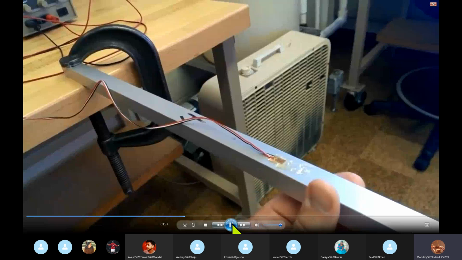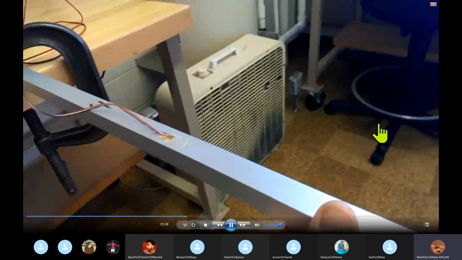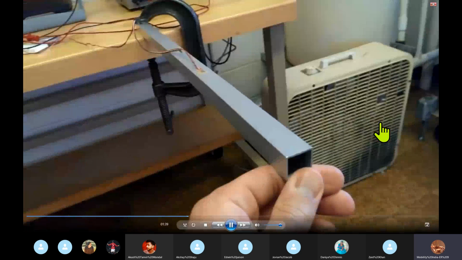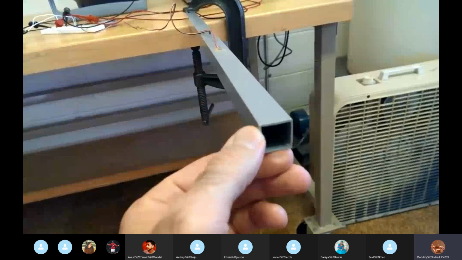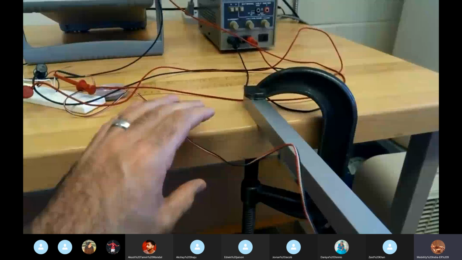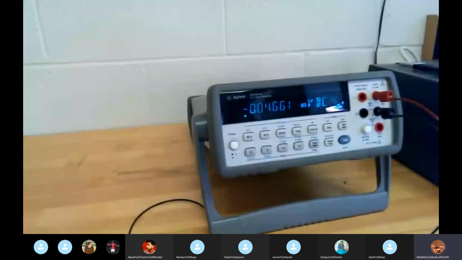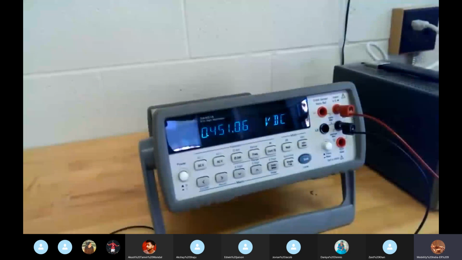Basically, it's a hollow aluminum beam. The strain gauge is attached to it, and the beam is attached to the table to simulate a cantilever beam. What you are to do is balance the bridge out. So right now, as you can see, it's set to about 0.8 volts. It's unbalanced by 0.8 volts.